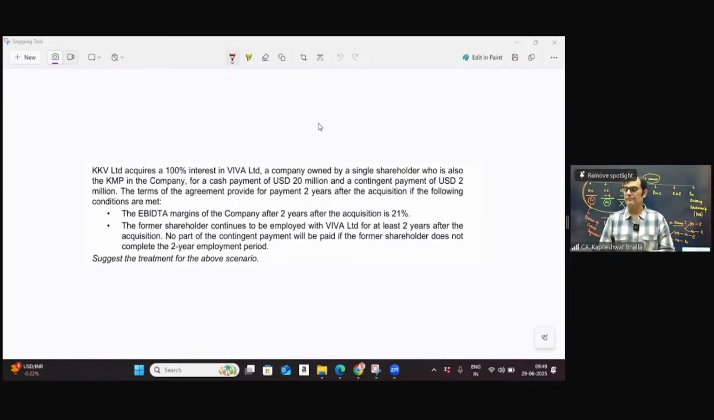Yes, conditions are mentioned. So we can say it is definitely a CC. Now, the only thing to be seen is whether it is a CCE or a CCS. We are yet to read the conditions.